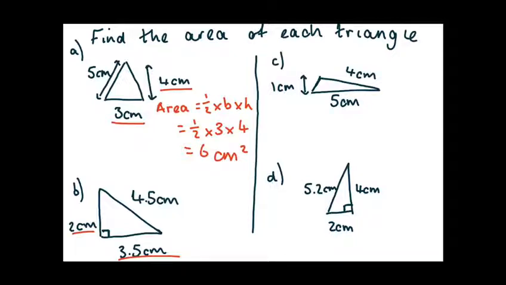So again, we're going to say our area equals half times base times height, which is half times 2 times 3.5, which equals 3.5 centimetres squared. So now, if you pause this video and have a go at C and D yourself.